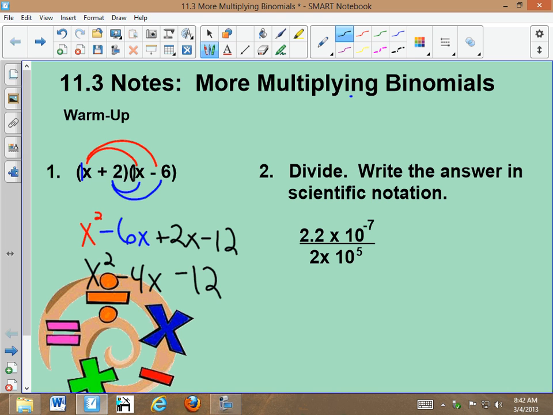That's pretty easy, isn't it? All you have to remember is the first number in your first binomial gets multiplied to everything in the second binomial. The second number in the first binomial gets multiplied to everything in the second binomial.